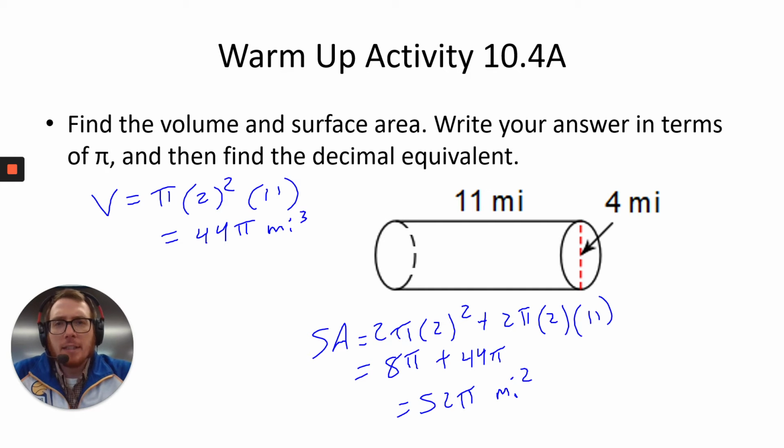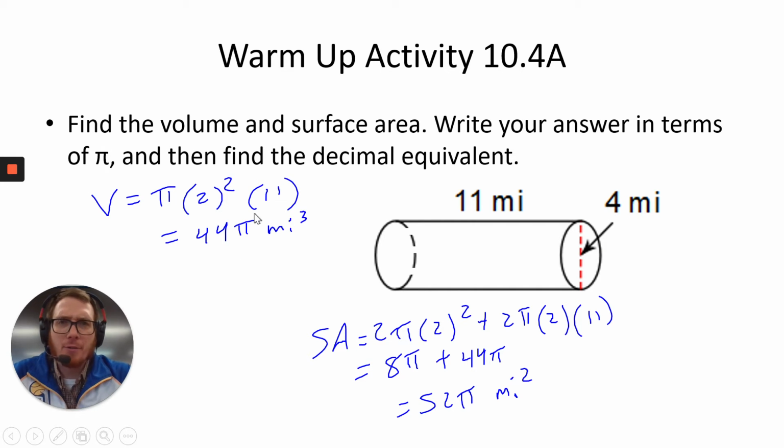Before we get too far into everything, I just wanted to review a few things about surface area and volume of a cylinder. Remember, the volume of a cylinder is the area of the circle times its height. So this would be pi times the radius squared. If the diameter is 4, the radius is 2, so 2 squared is 4, and then times 11 would be 44 pi. Notice that it said write answers in terms of pi and then find the decimal.